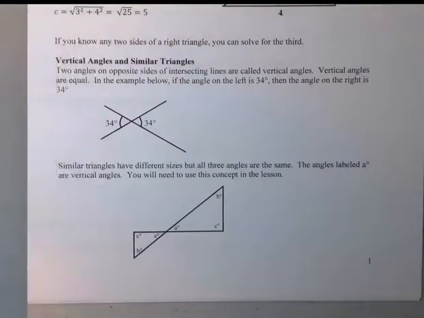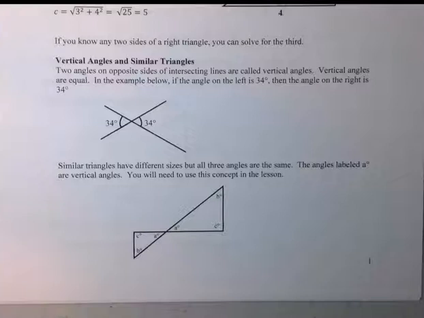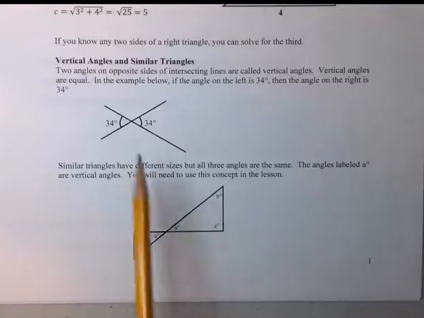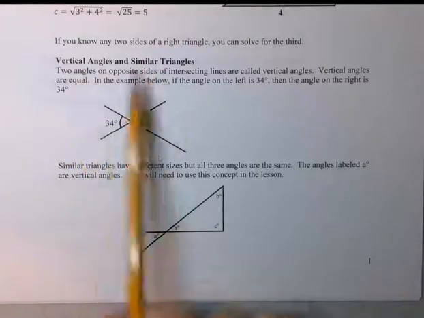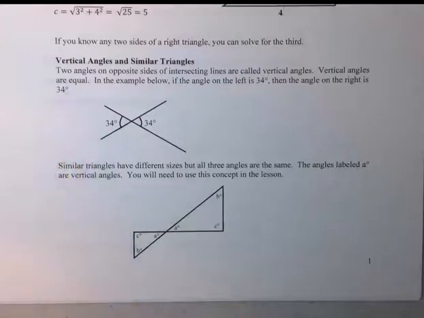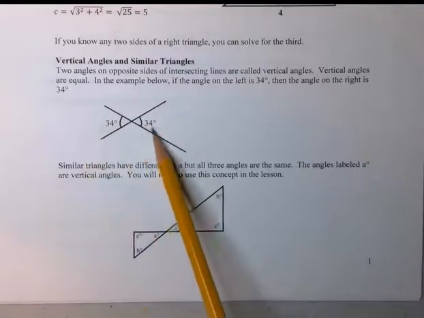All right, so there are a couple of other principles of geometry you need to know for this lesson, so let me just run these past you quickly. Vertical angles and similar triangles. Two angles on opposite sides of intersecting lines are called vertical angles. Vertical angles are equal. In the example below, if the angle on the left is 34 degrees, then the angle on the right is 34 degrees.